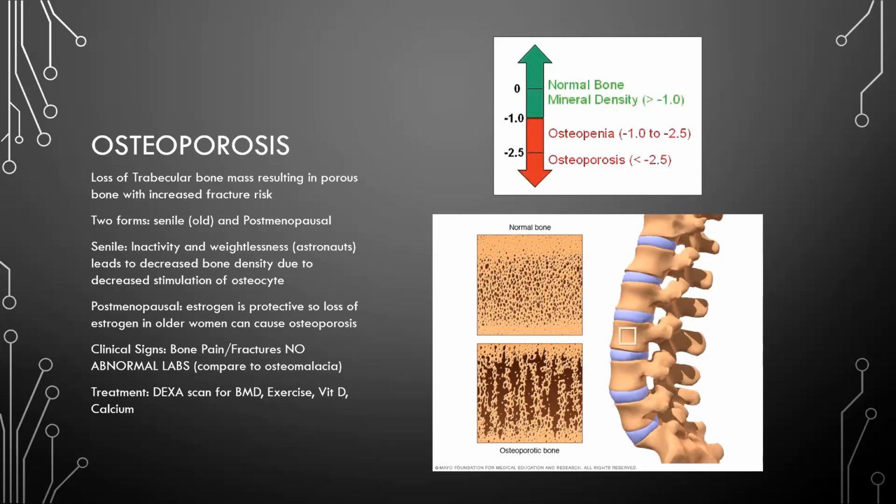And then no abnormal labs. When we look at osteomalacia, it's definitely going to have abnormal labs. So that's one way to differentiate those two. And then the DEXA scan is a good way to look at bone mass density to be able to tell how at risk someone is for fractures.